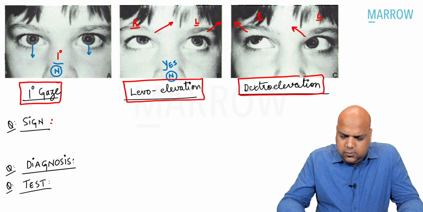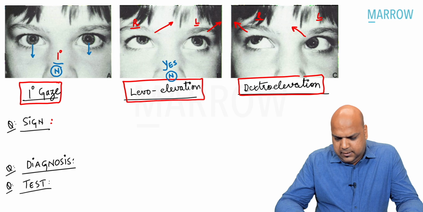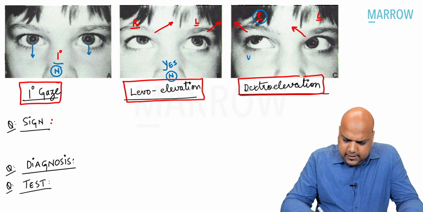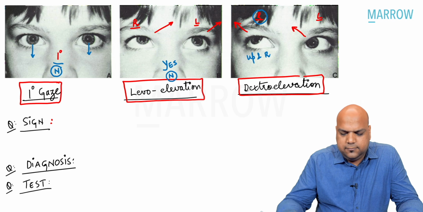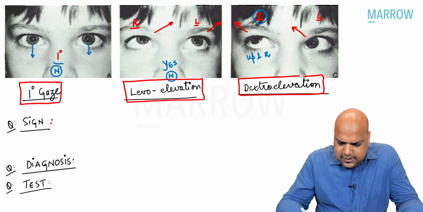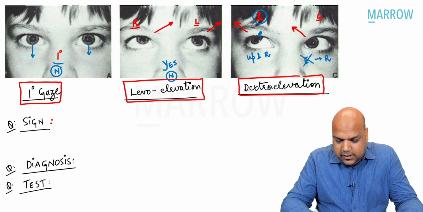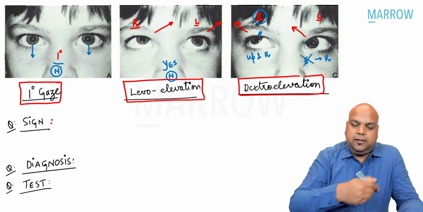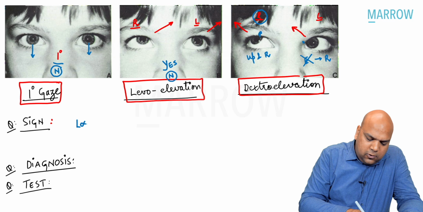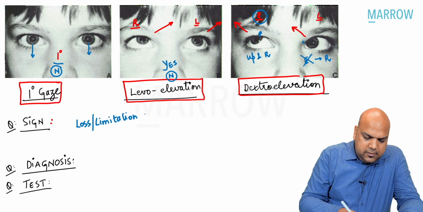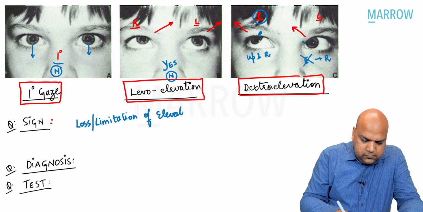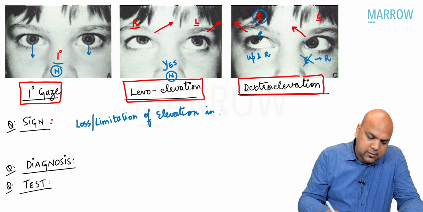Yes, it is normal. Now, when I look at dextro elevation, I look at the right eye. The right eye is up and towards the right side. But when I look at the left eye, I see the left eye is towards the right side, but it is not able to elevate. Am I clear? No elevation. Can you see this is elevated, this is not elevated, this is just adducted. So my sign is loss of or limitation of elevation in adduction.